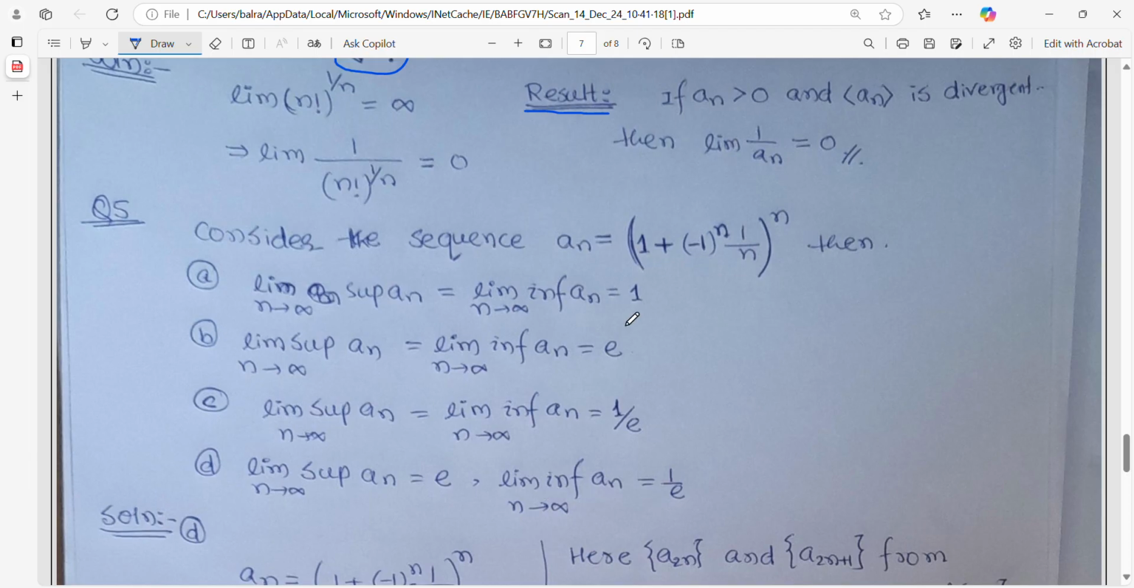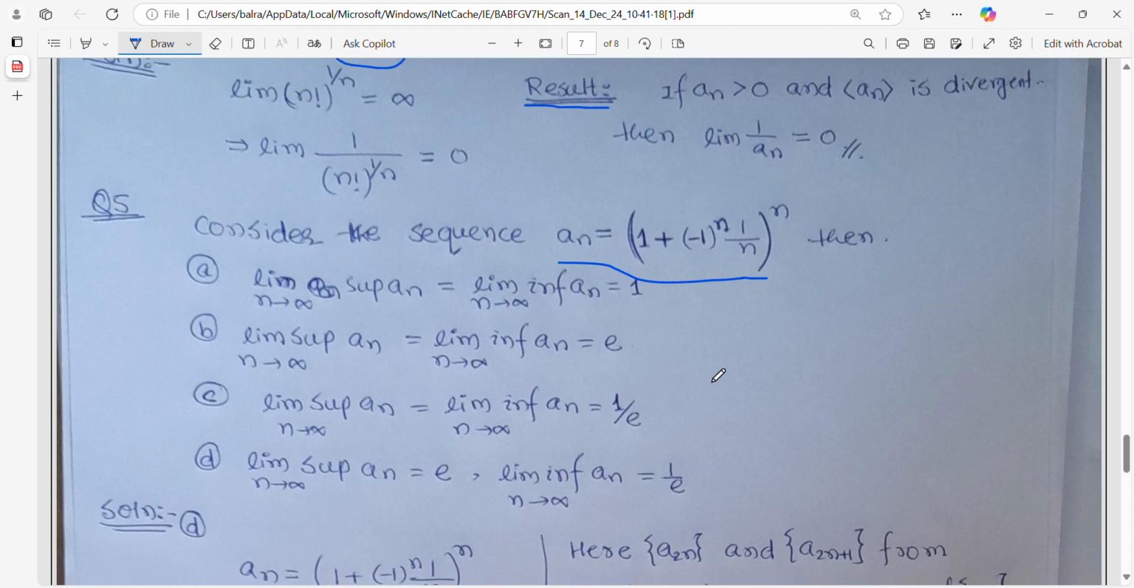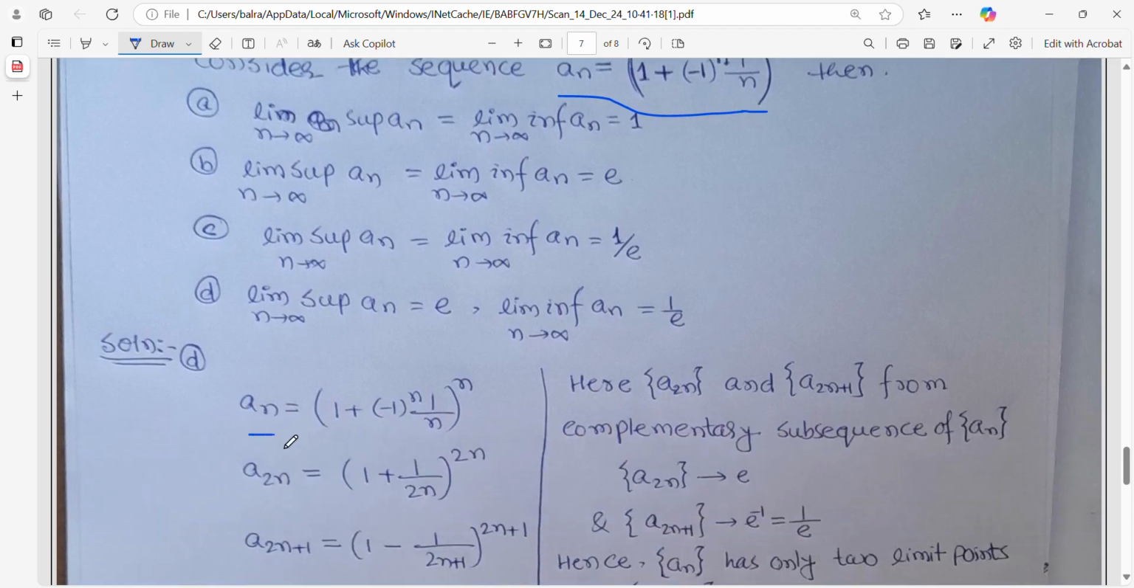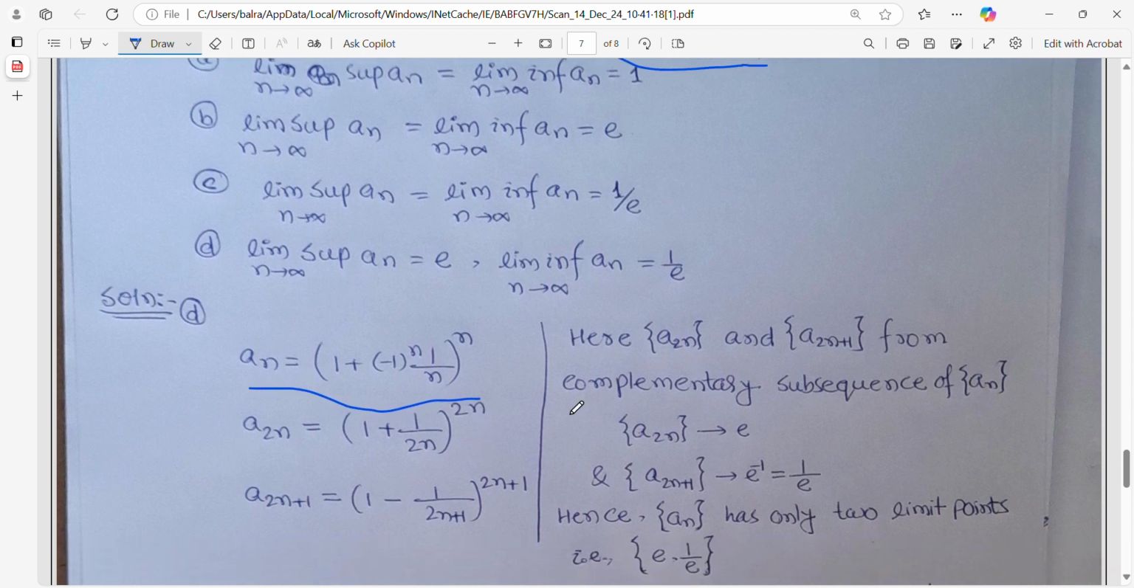So we will take this an and try to find the supremum and the infimum of an. As we know, we use complementary subsequences. We find the even term a2n: in place of n, write 2n, so minus 1 to the power 2n is plus 1, giving (1 plus 1 by 2n) all to the power 2n. For the odd term, in place of 2n it is 2n plus 1, giving (1 minus 1 by (2n plus 1)) to the power 2n plus 1.